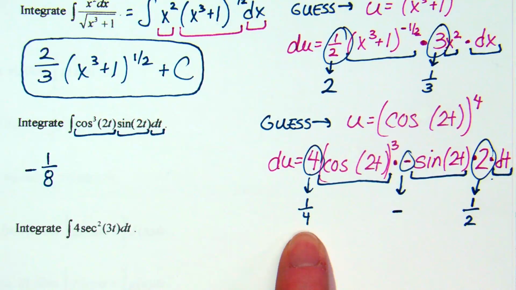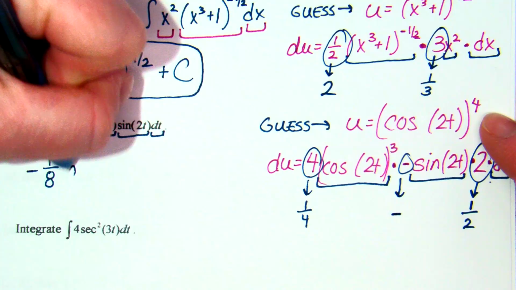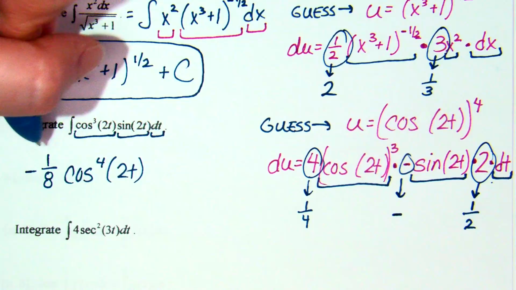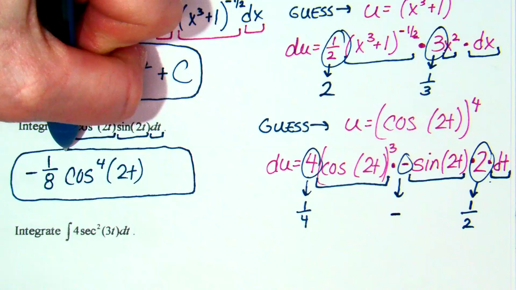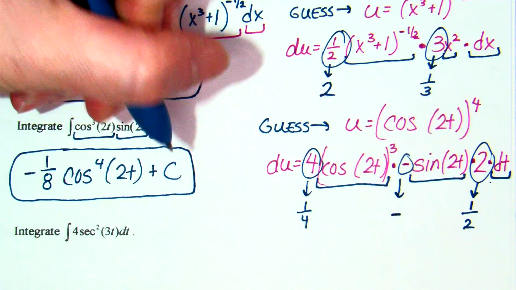Cosine 2t to the 4th. So I'm going to say cosine to the 4th of 2t. Yep, what was the original problem? An integral, so plus C.